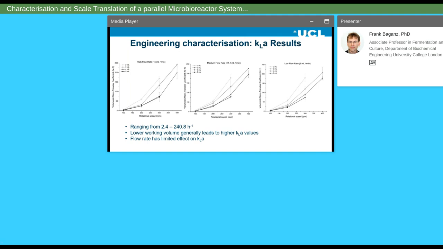The KLA had an inverse relationship to the liquid volume and in turn decreased with increasing working volume. However, there was little effect of changing the airflow rate on the KLA, as you can see from these graphs.